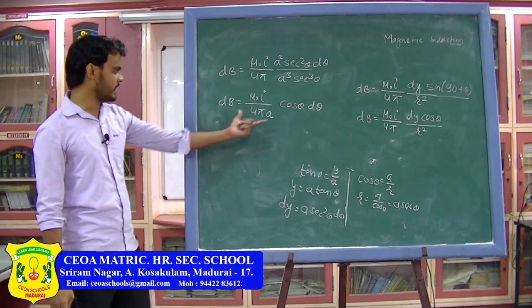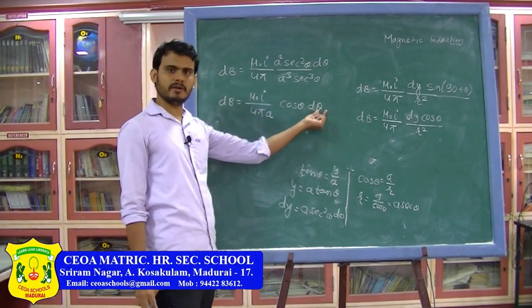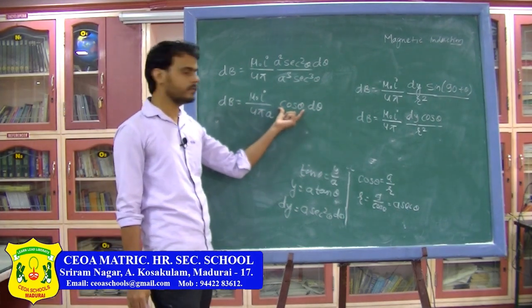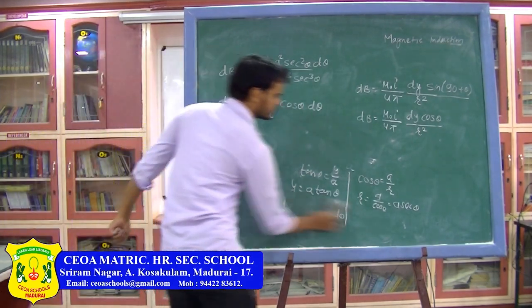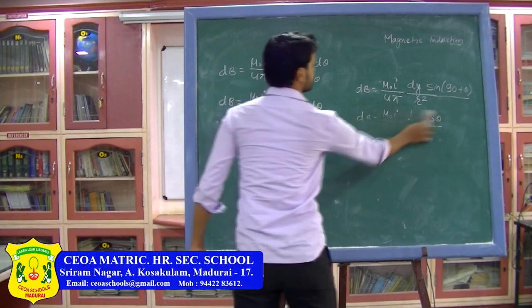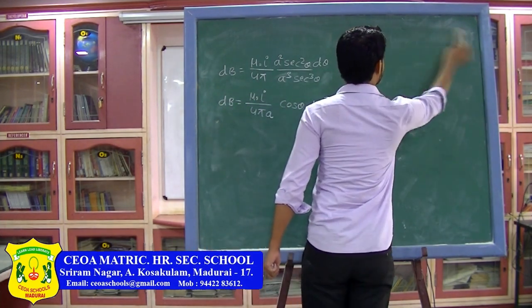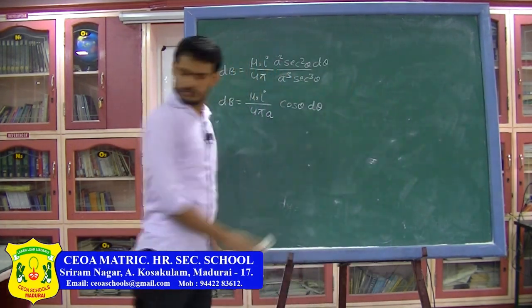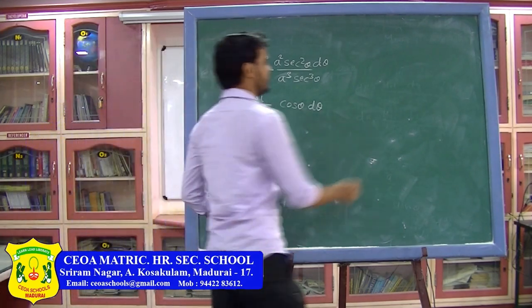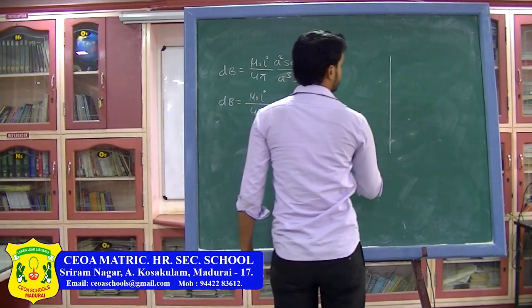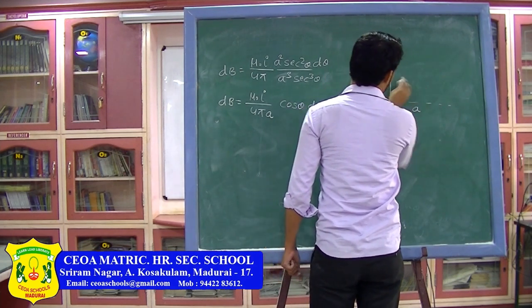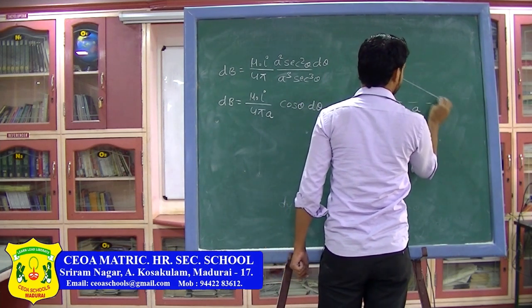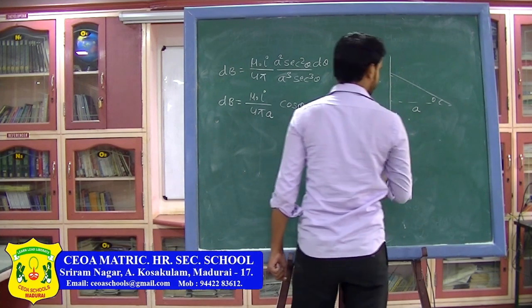So now here I have only one variable, the variable of integration is also theta, and the variable which I have to integrate is also theta. So again we have a wire, this distance is a, this angle is theta, and current in this wire is I.